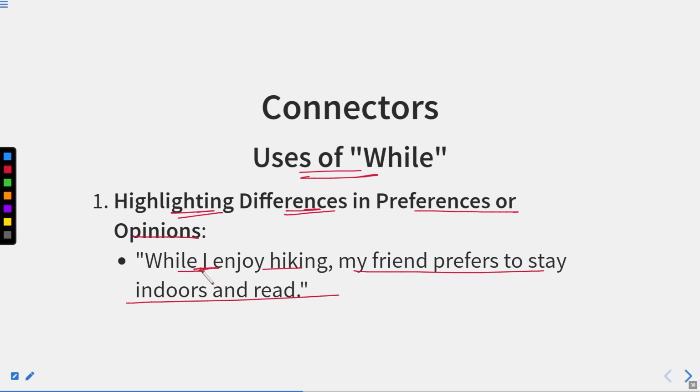So his hobby is reading, whereas my hobby is hiking. So these two situations are about two friends and their likings. So we can use while to show the difference.